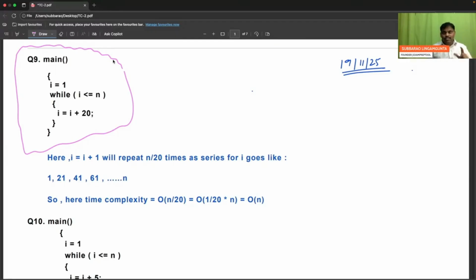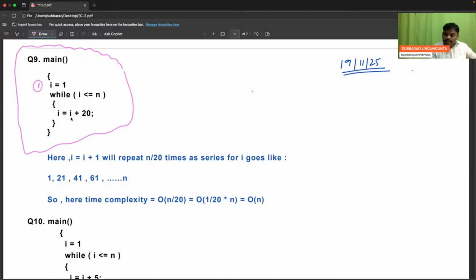Yesterday I did 8 problems. Today is the 9th problem. Start now. So I value 1 started. See this one: I value 1, I less than or equal to n, that is also okay. Right? I is equal to I plus 20.